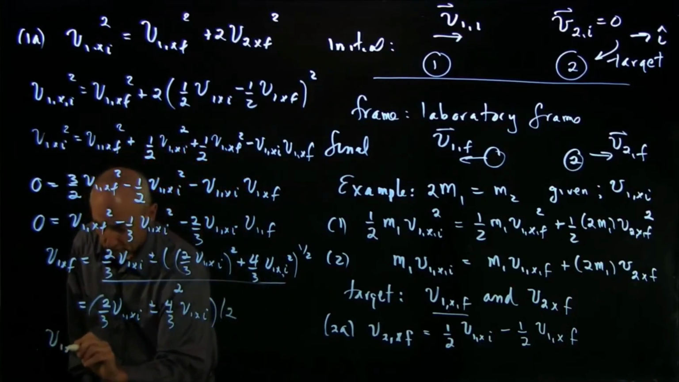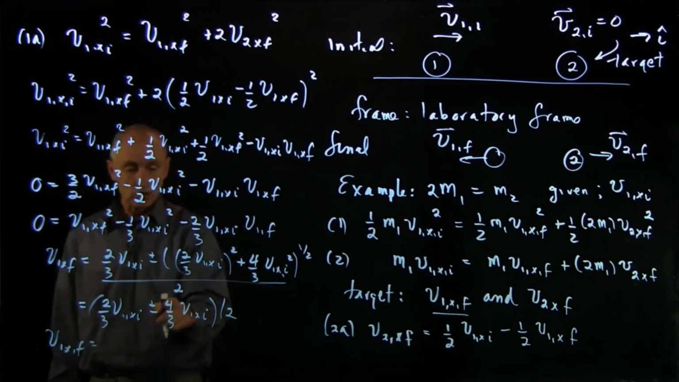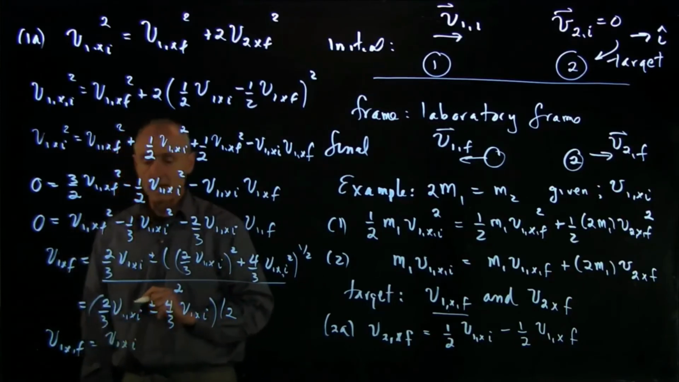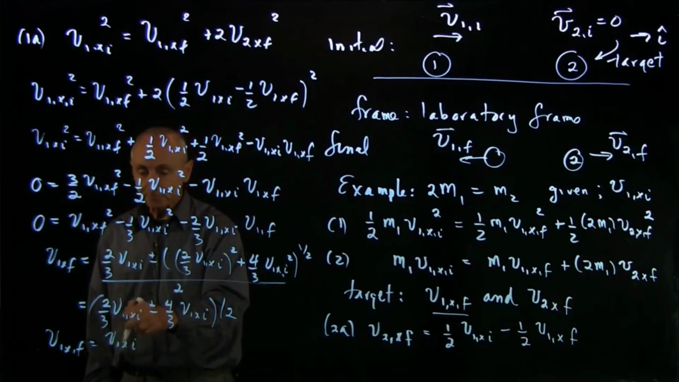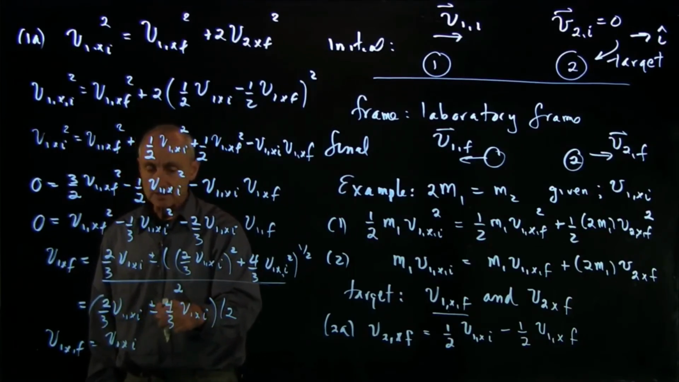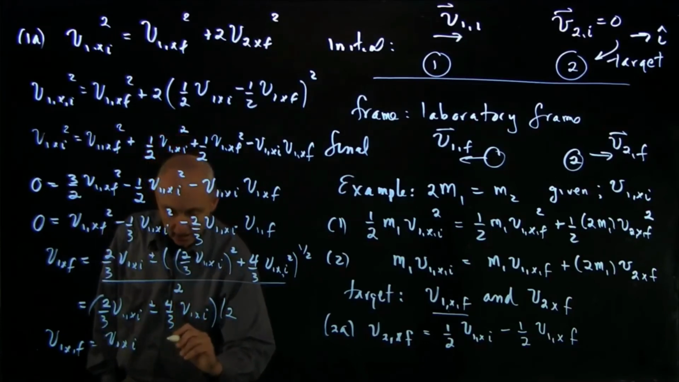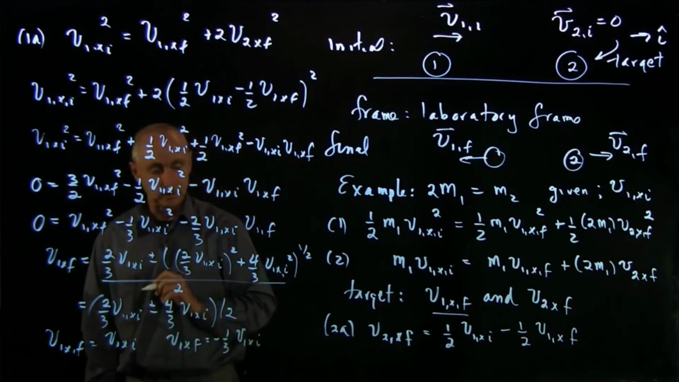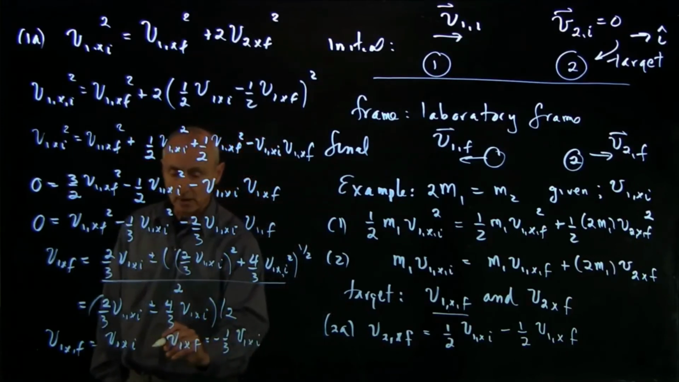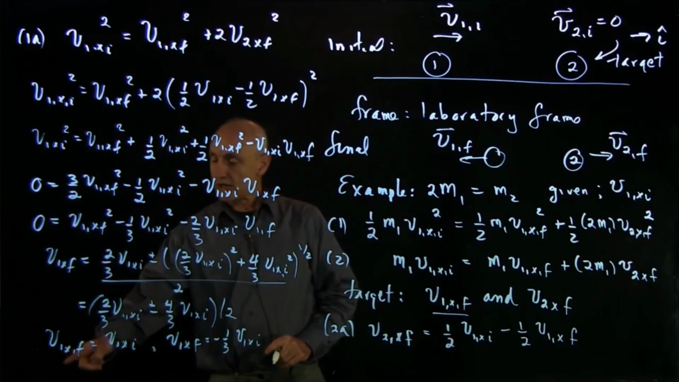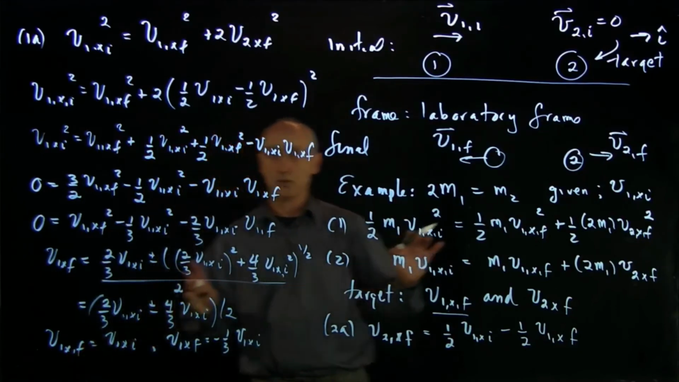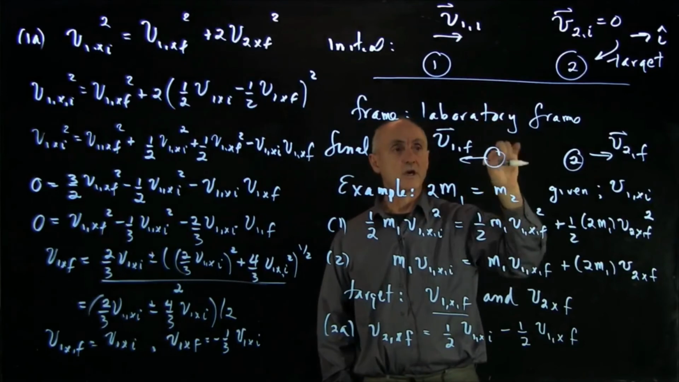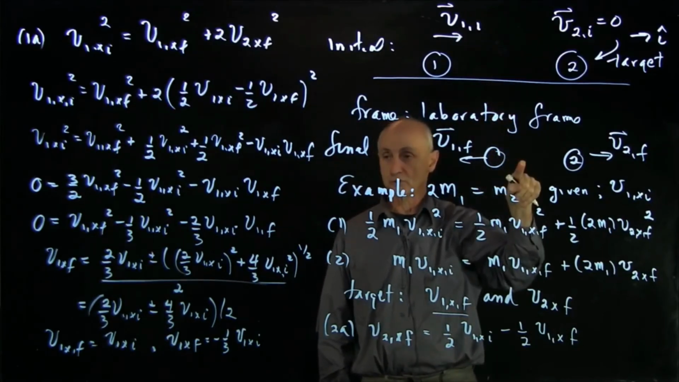Now, we see that there's two different roots. When you add them, you get 2 V1x initial divided by 2, so there's one solution. And when you subtract them, you're getting 2/3 minus 4/3, that's negative 2/3 divided by 2. So that is another solution, V1x final equals negative 1/3 V1x initial. Now, let's think about the meaning of these two possible solutions. This solution has V1x final equals V1x initial. So that's the initial conditions, just repeated. And that will always be the case. One solution will describe the initial state, and the other solution will define the final state.